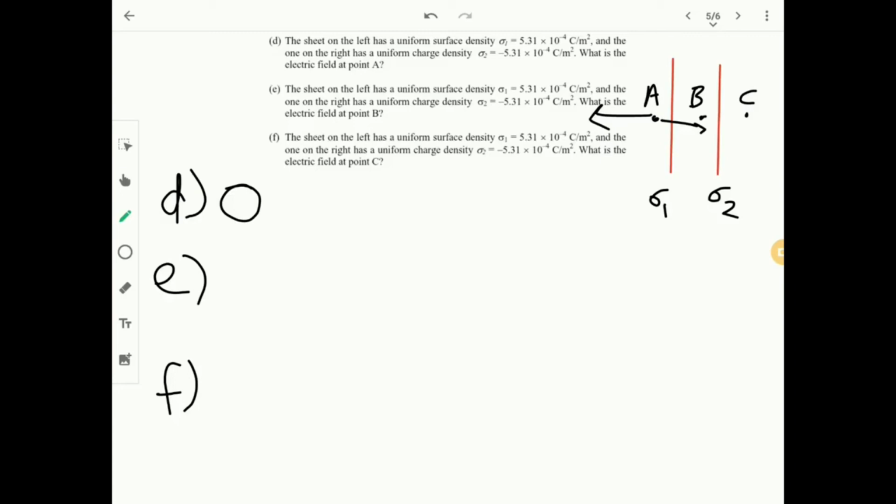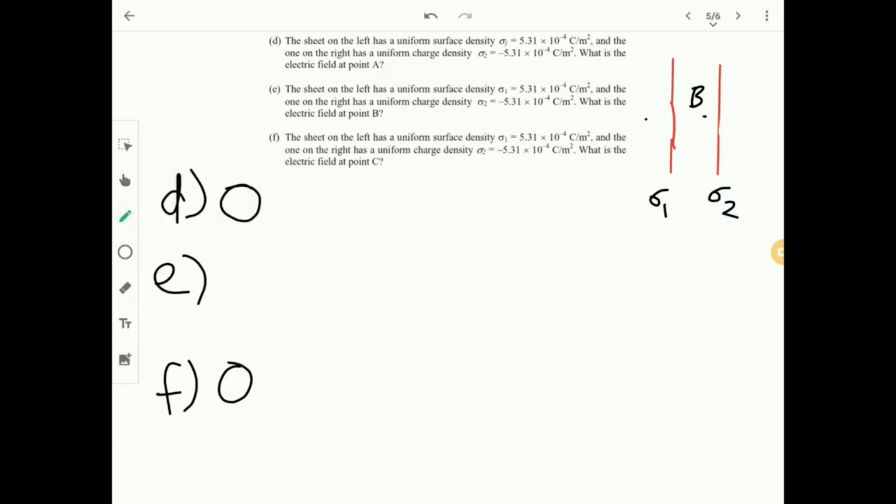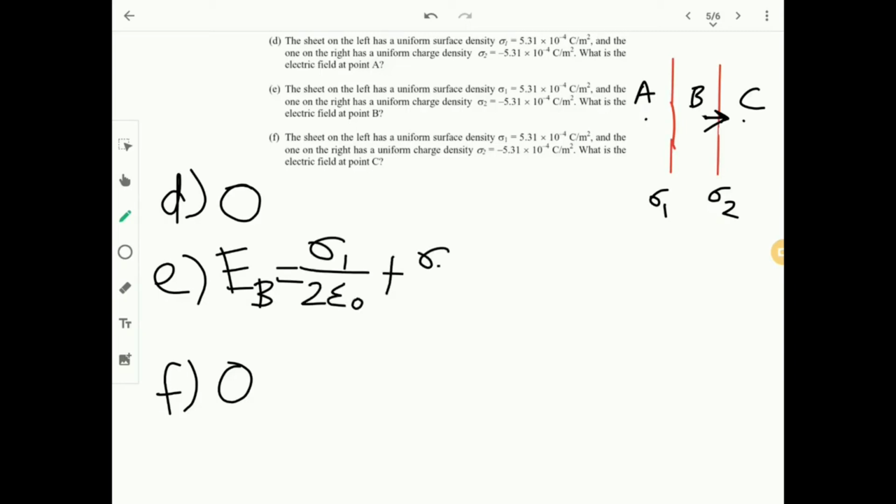Now, since sigma 1 is positive, it points away, and since sigma 2 is negative, it points towards it, so like this. Using that same logic, E at point B is equal to sigma 1 over 2 epsilon 0 plus sigma 2 over 2 epsilon 0. One thing to be careful of, in the calculations, we don't consider positive or negative, it's always positive, okay? We're looking at magnitudes here, not direction. That's sigma over epsilon 0, giving us the exact same answer as before, 6.00 times 10 to the power of 7 newtons per coulomb. Which direction? Pointing to the right.